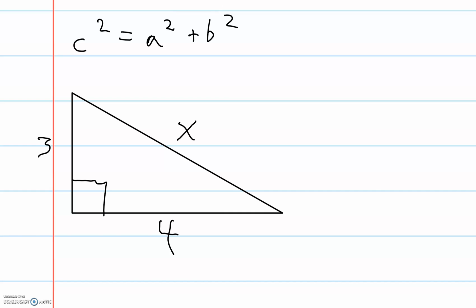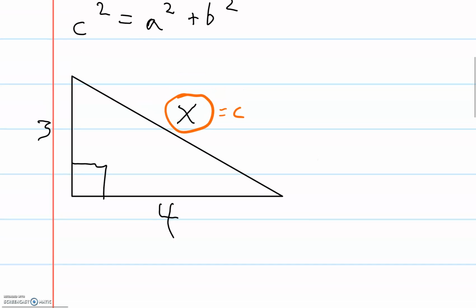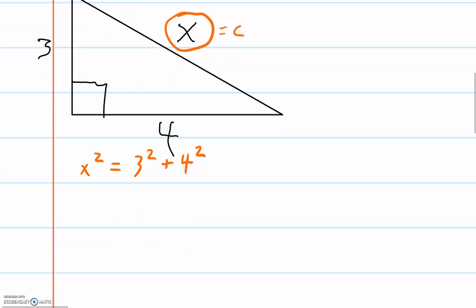Okay, so let's take a look here at an example question where we're solving for x. In this case it's the longest side, so it's also c. So we're going to use x in place of c and the numbers 3 and 4 instead of a and b. So x squared equals a, which is 3 squared, plus b, which is 4 squared. So now we have a setup, and now we want to solve for x. We want to get x by itself.